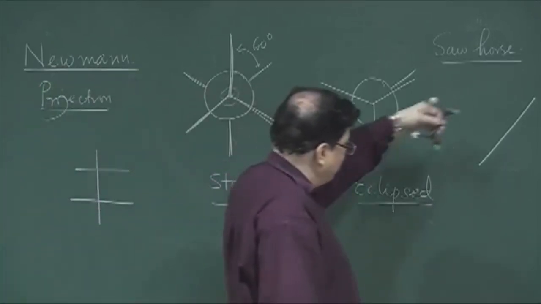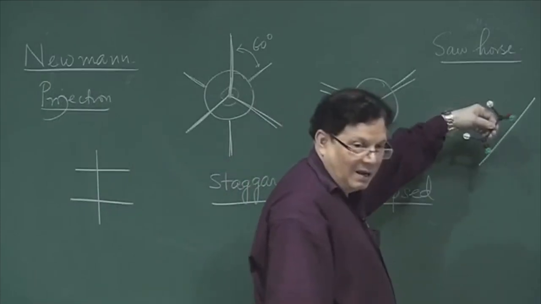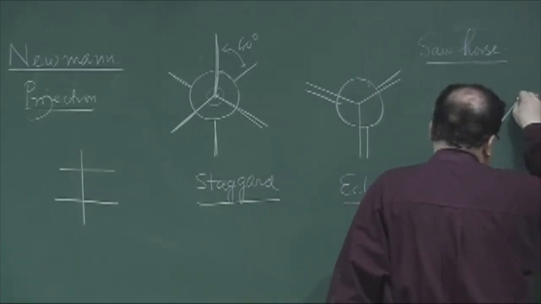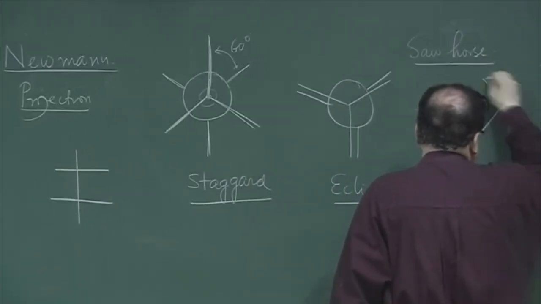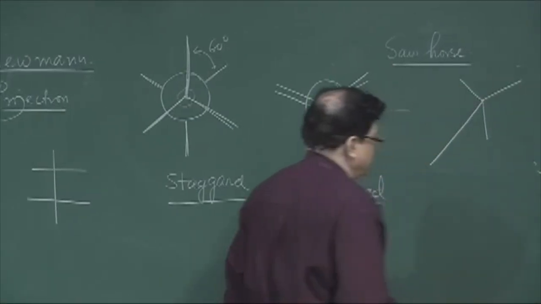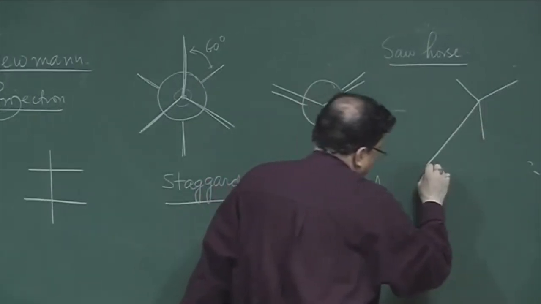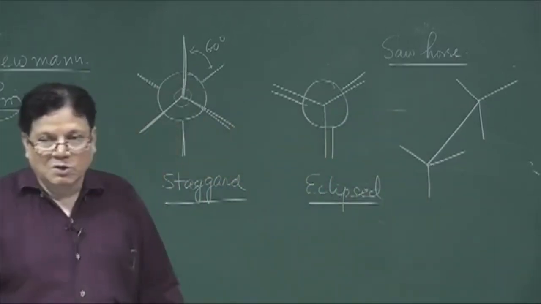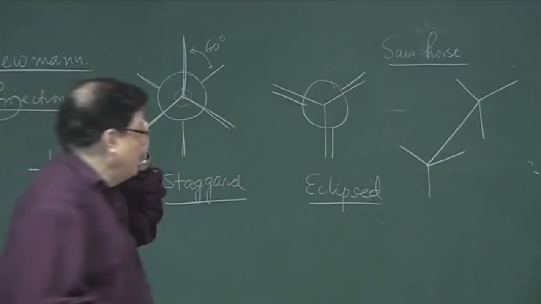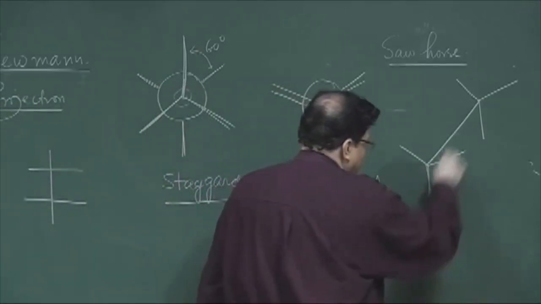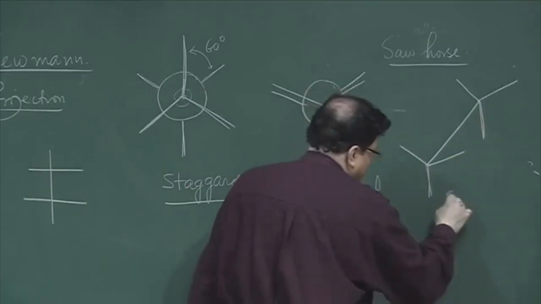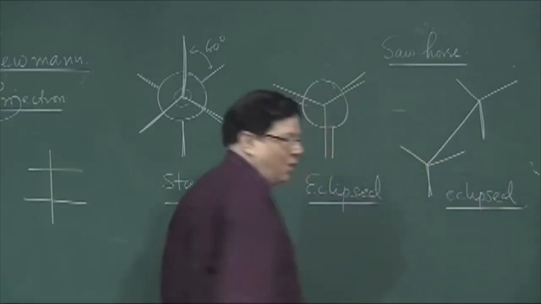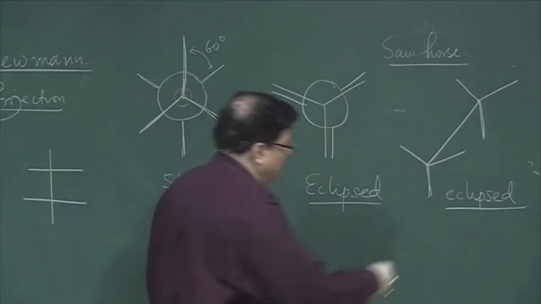In the sawhorse formula, you put it at an angle and then draw the other three bonds attached to it. So, this is the carbon-carbon bond, and the other three bonds will look like this. So, this is the sawhorse representation, where this bond is eclipsing this one. So, that is the eclipsed form in sawhorse.